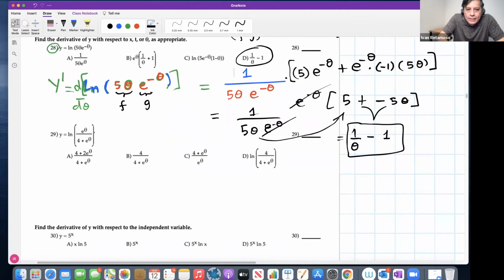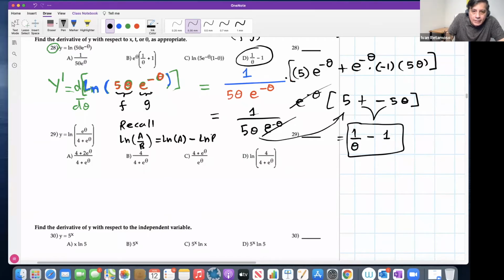All right. This one, guys, I would say is similar, but in order to do it quickly, perhaps we should follow this. Recall these properties from natural logs. Natural log of a over b equals natural log of a minus natural log of b, right? Sometimes it's better to use these properties because you get to simplify the function, and then when you take the derivative, it will be easier to take the derivative.